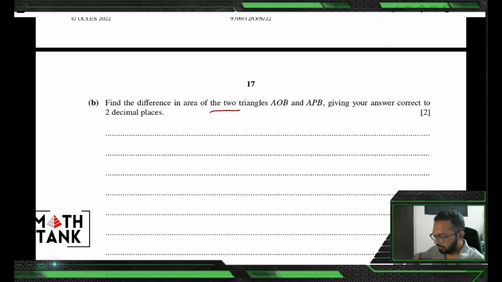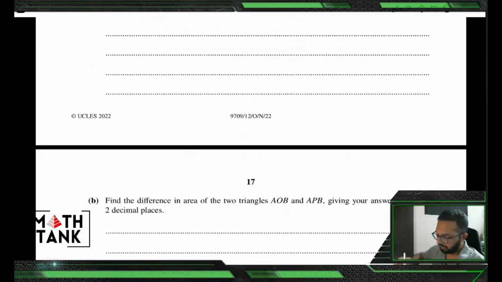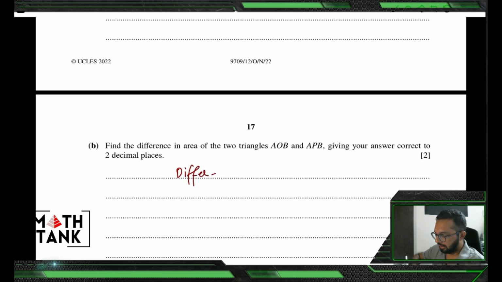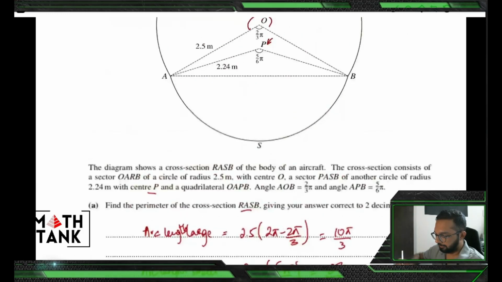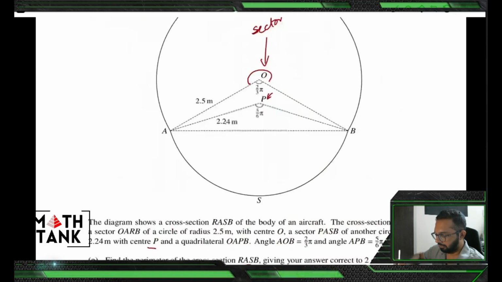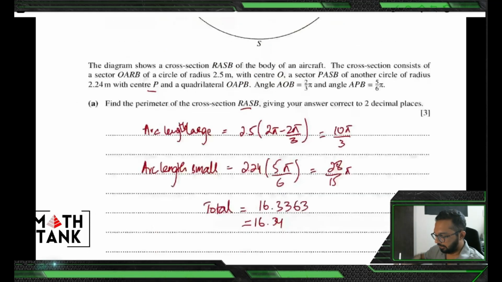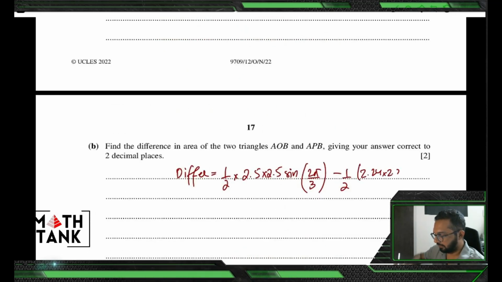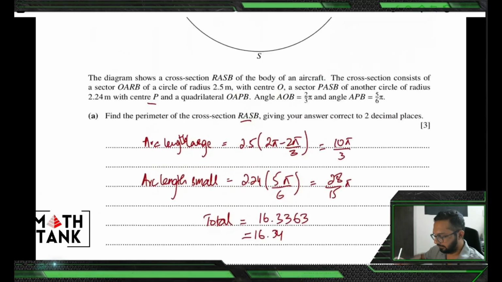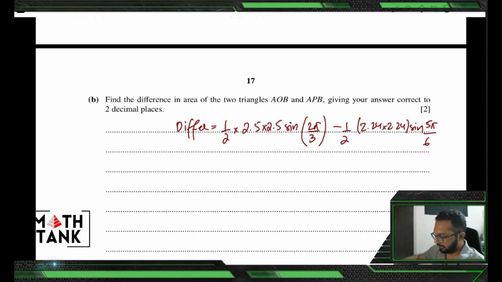Find the difference in the area of the two triangles AOB and APB, giving your answer correct to 2 decimal places. So AOB and APB, and I think the difference is very simple. Half into 2.5 into 2.5 into sine of 2 pi over 3, minus half into 2.4 into 2.4 into sine of 5 pi over 6. Again, the answer has to be correct to 2 decimal places.